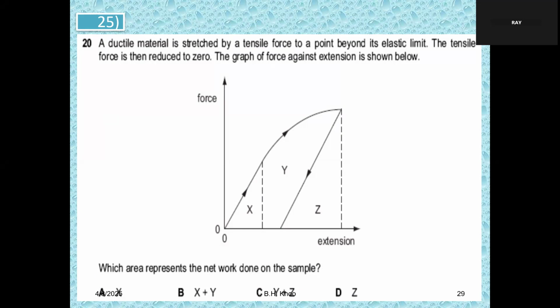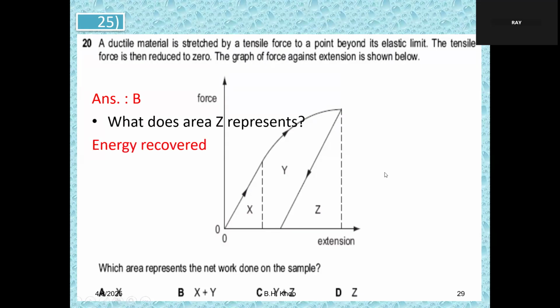What's the answer? Y. Say a bit louder. B. Net work done is area under the graph. This area. B. Z is energy recovered. Energy recovered means part of the work done on the wire is returned to you.